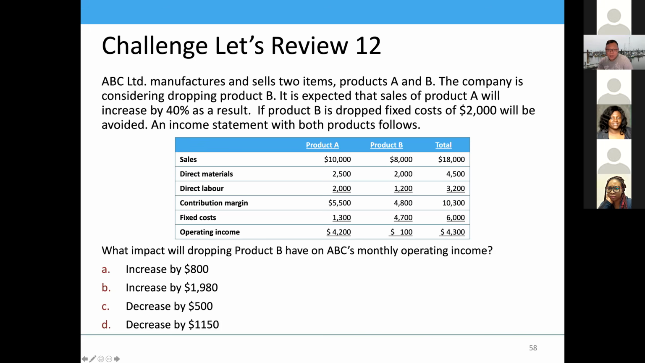Okay, so the benefit is, if you get rid of B, A will increase by 40%. That means the contribution margin of A will increase by 40%. So 5,500 times 40%, that's 2,200. So you're going to increase your contribution margin on A by 2,200, right?